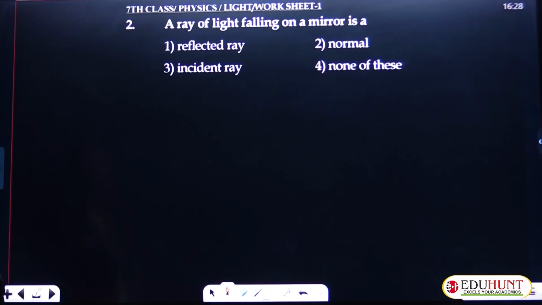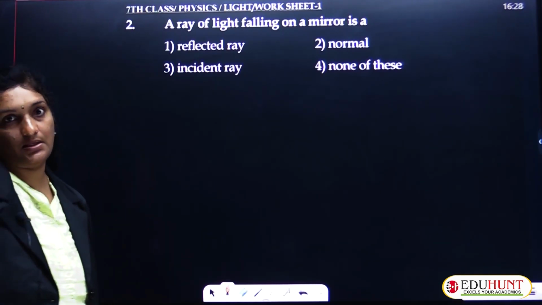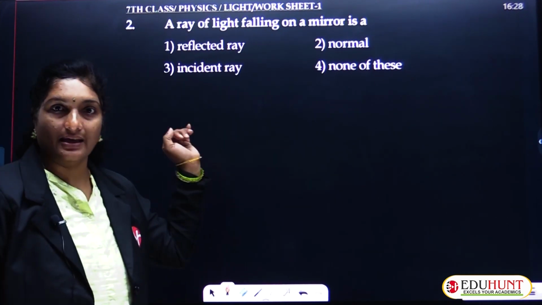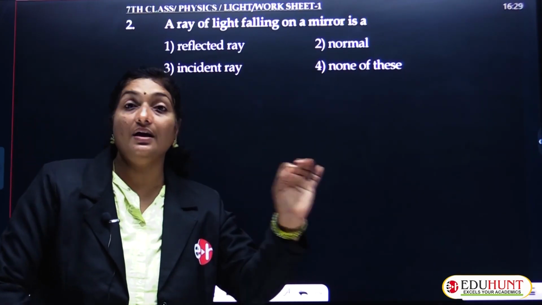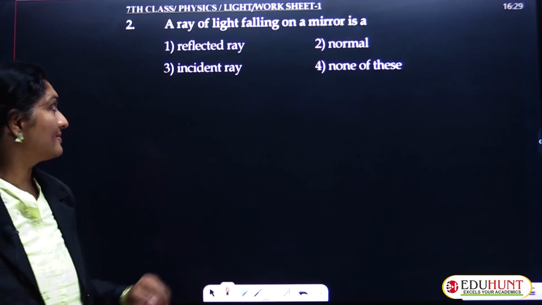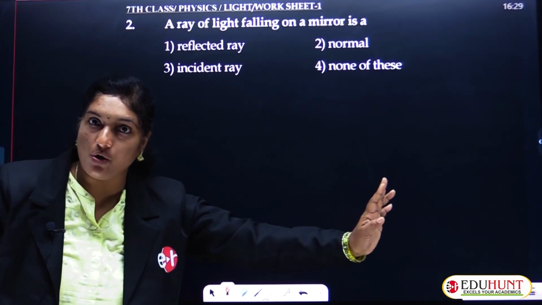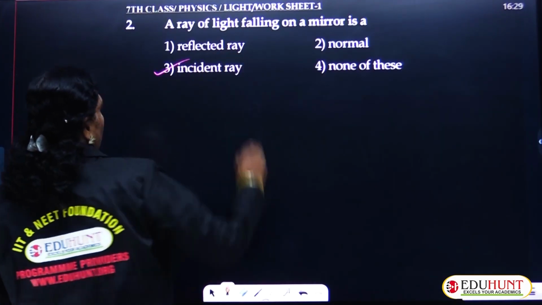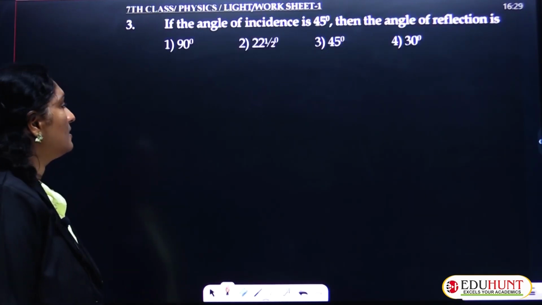Now to the second question: a ray of light falling on a mirror is, so that light ray when it falls on a surface, that portion of light before falling on the surface is called the incident light. The returning light is called reflected light. So a ray of light falling on the mirror is called an incident light ray. So option number 3.